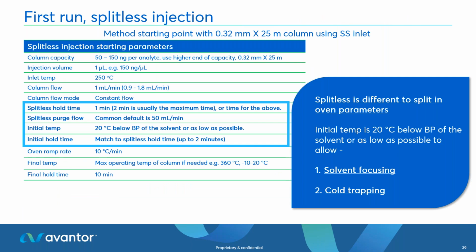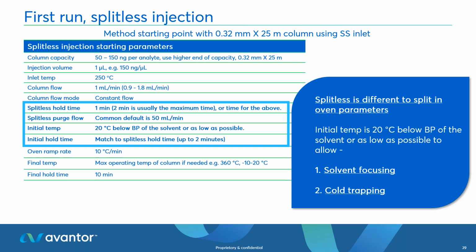Splitless injections, they are a little more complicated. So we have a splitless hold time when we're injecting the sample. So this is the time when the split vent is closed and all of the sample is being transferred onto the column. And then after a certain amount of time, so you've got up to 2 minutes, standard maybe 1 minute that's already in the default software method, then the split vent opens and then there's a purge flow. Usually it's around about 50 ml per minute.